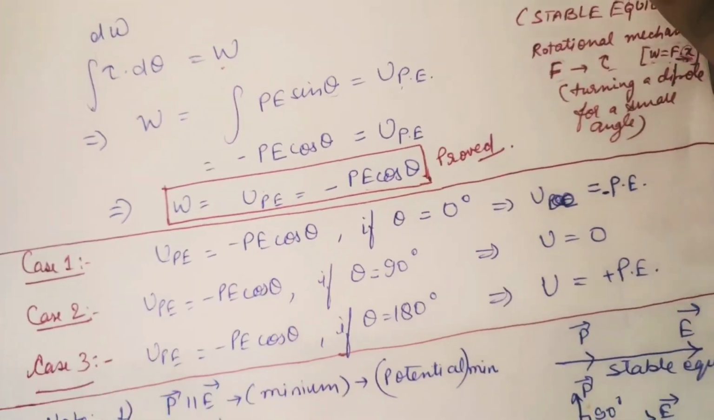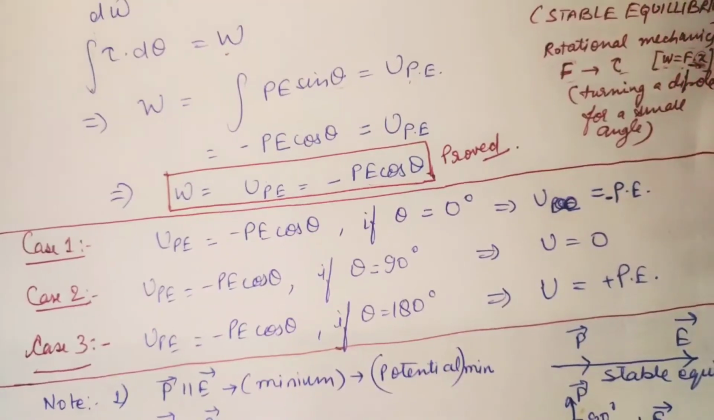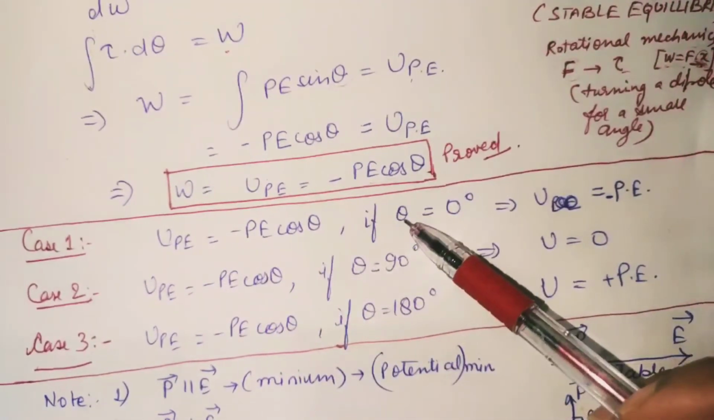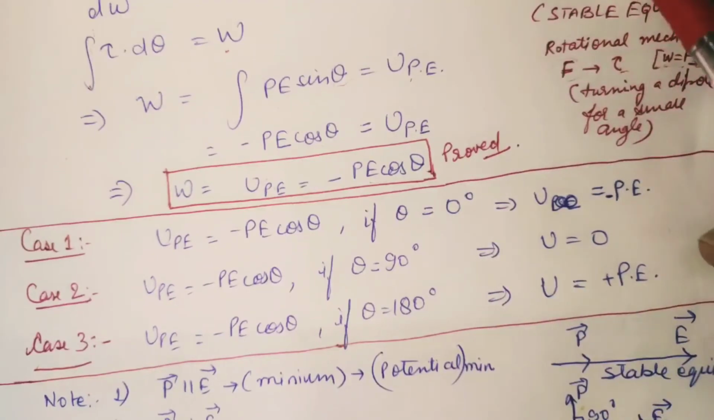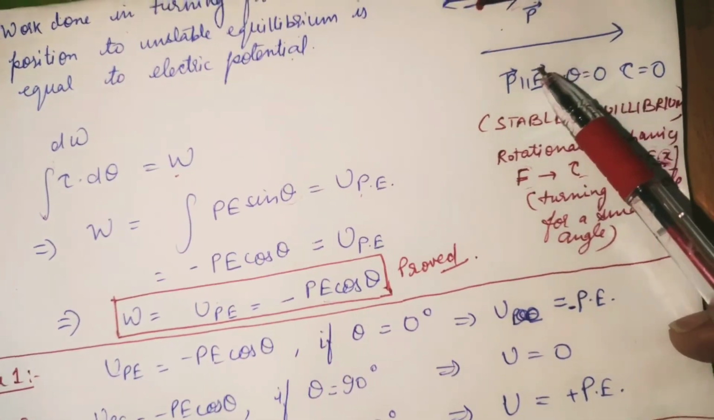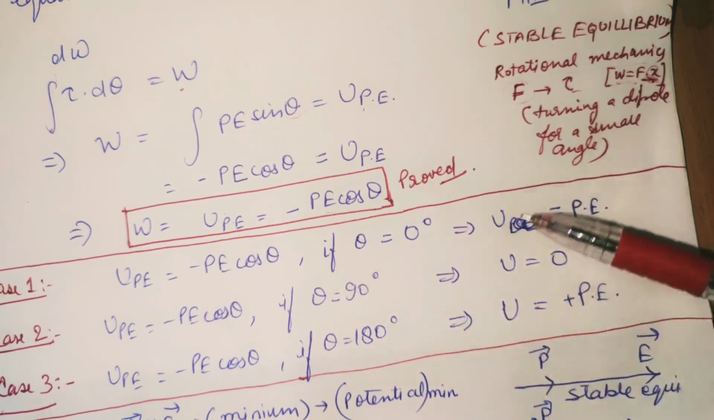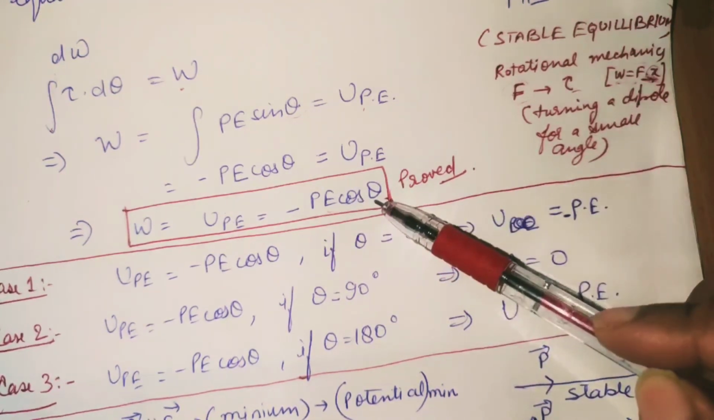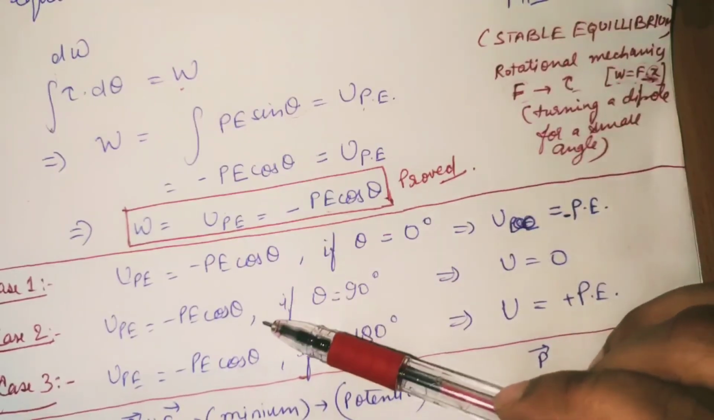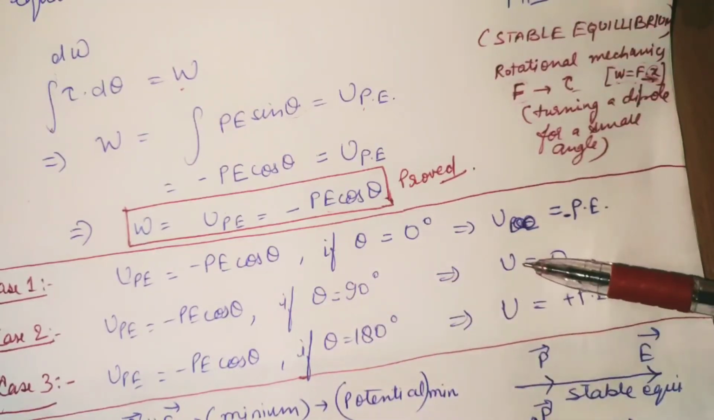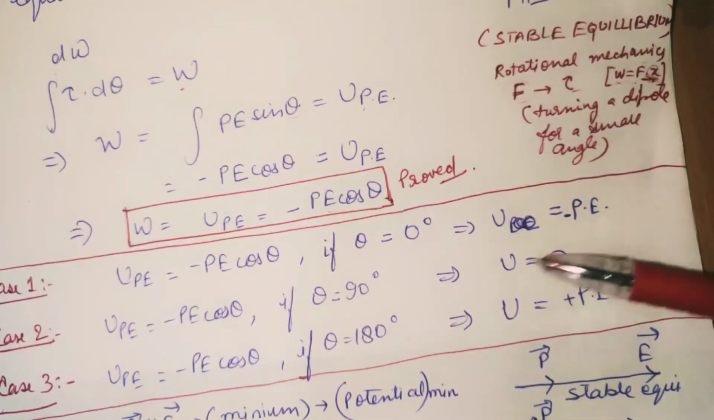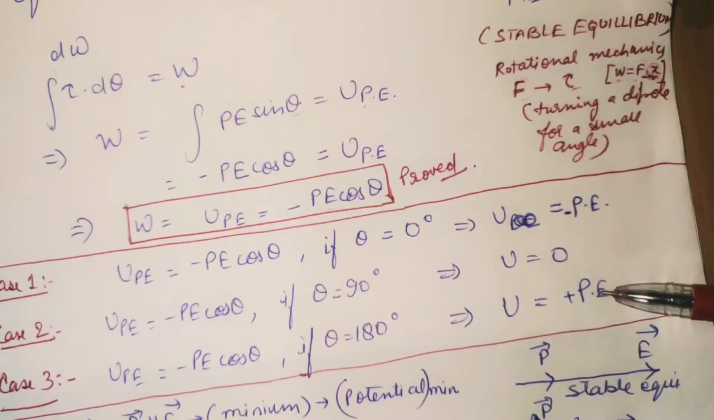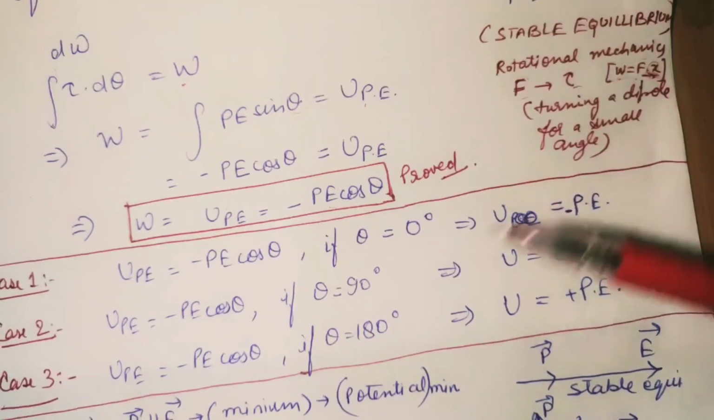Keeping it short, I am concluding this topic by taking three cases. If you put theta is equal to 0, means this condition, this is the stable equilibrium condition, you will be getting U is equal to minus P E. Put theta is equal to 0 here, cos 0 is 1. Second case is if you put theta is equal to 90 degree, the potential energy will become 0. If you put theta is equal to 180 degree, the potential energy will become positive P E.